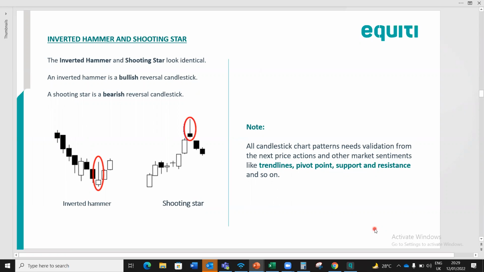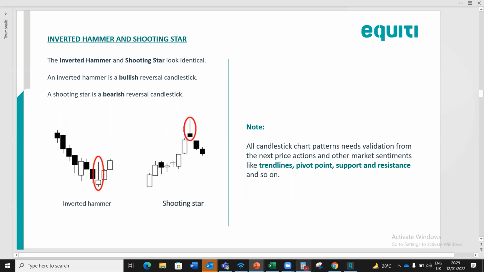The inverted hammer and the shooting star. Now, the inverted hammer and the shooting star look really identical, all right? Only that the inverted hammer is a bullish reversal candle, while the shooting star is a bearish reversal candle. So it's just like the hammer and the hanging man, all right? The hammer turned upside down becomes the inverted hammer. Then the hanging man turned upside down becomes what we call the shooting star.